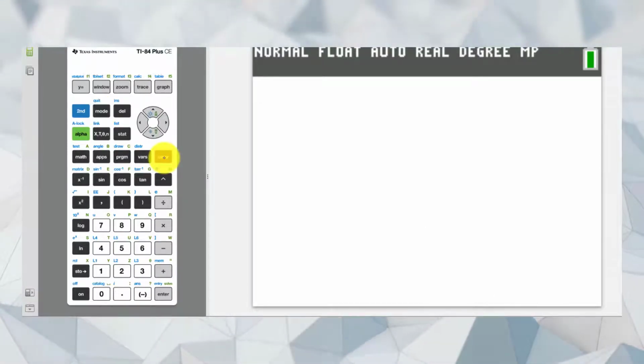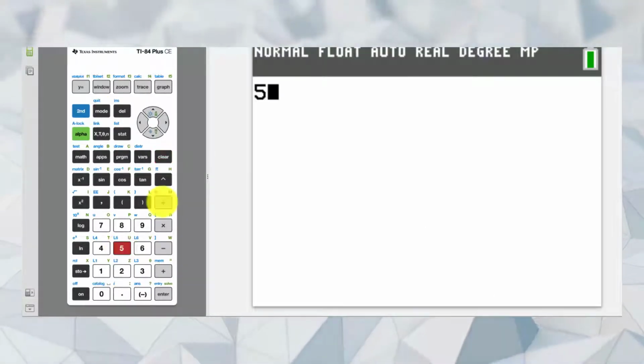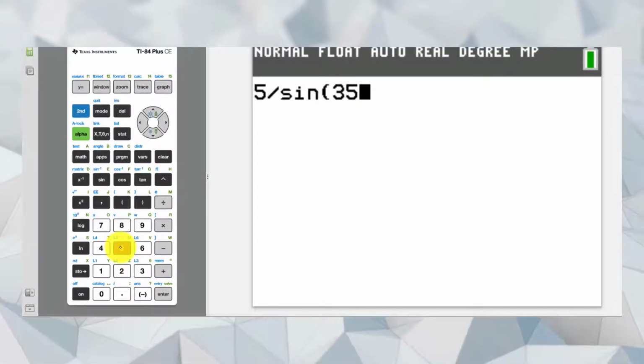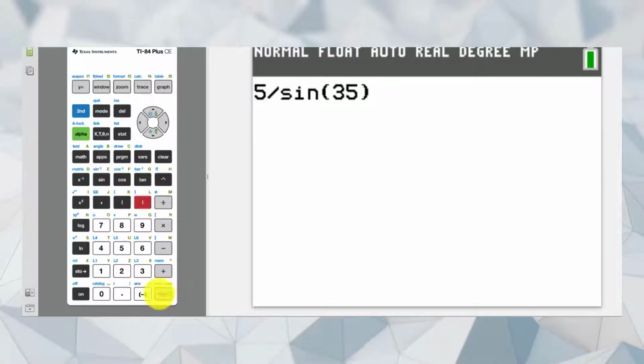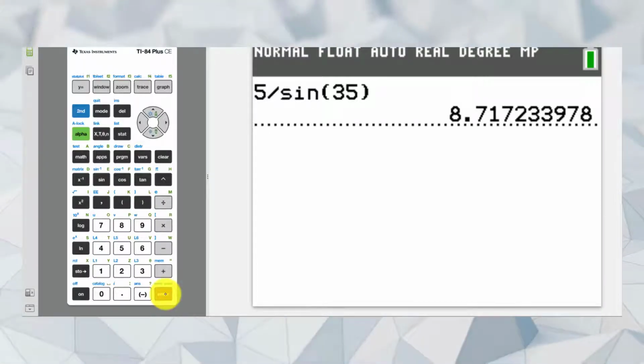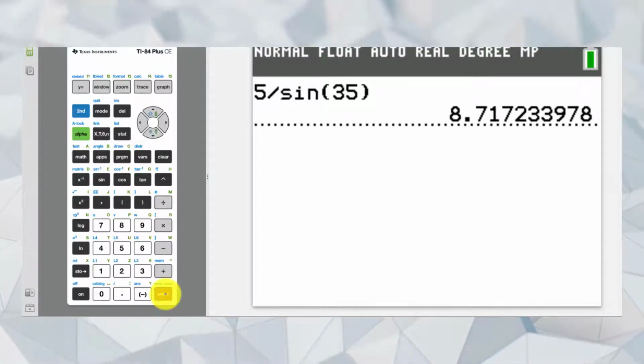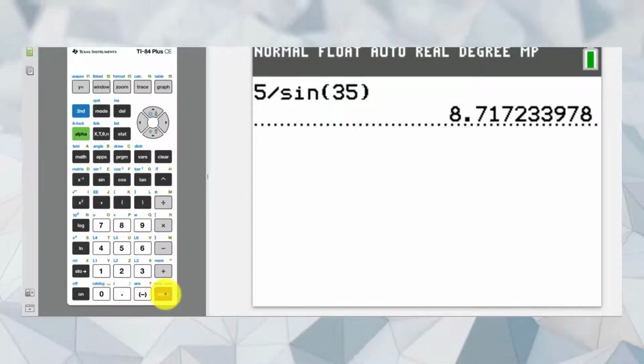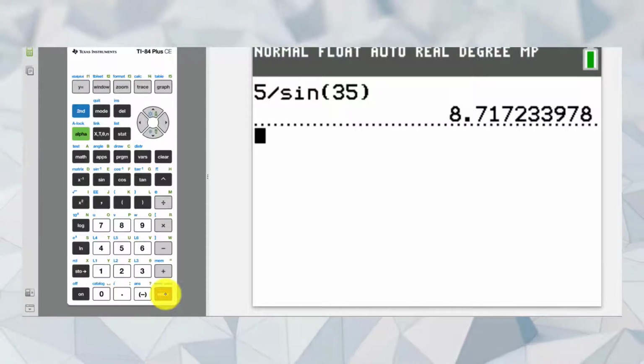Okay, and the ratio I wanted to enter was 5 divided by the sine, right here. Here's the key for sine, of the angle that measures 35 degrees. Here we go. And it's about 8.7172. The problem is asking me to round to the 10th, so it's about 8.7. Let's report that.